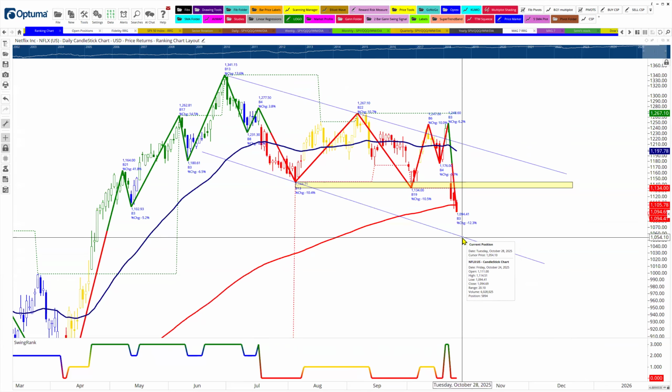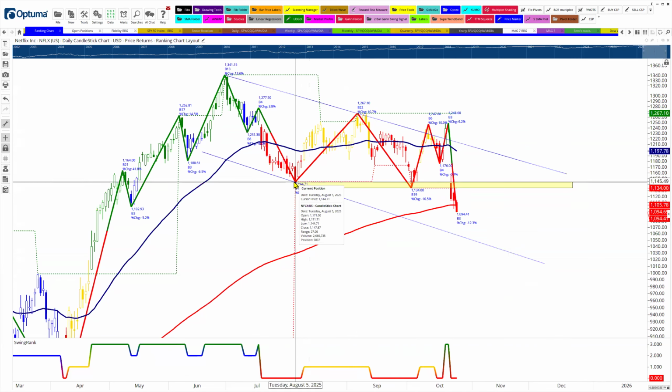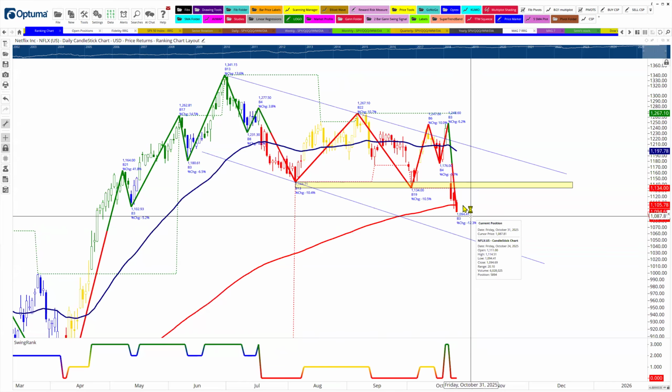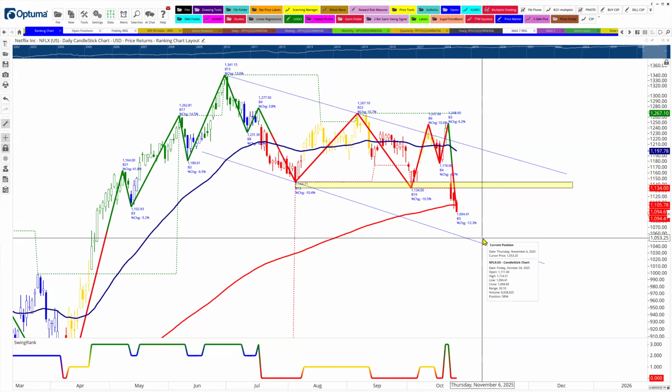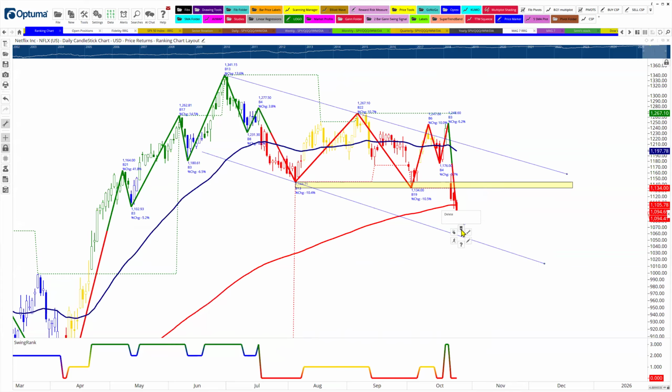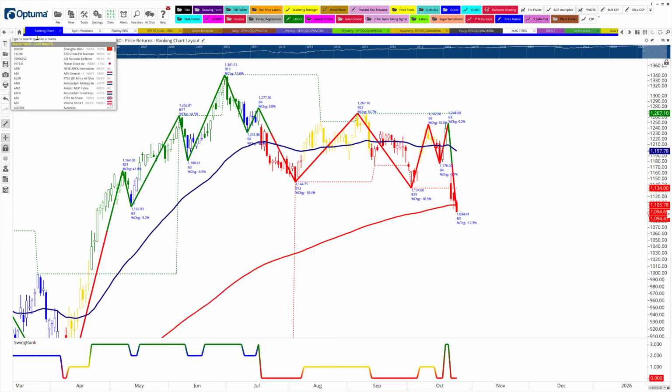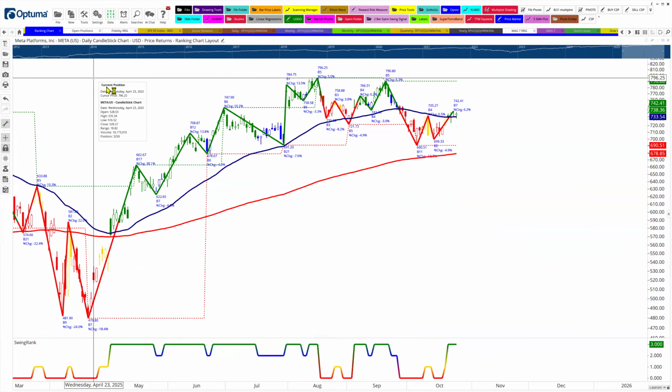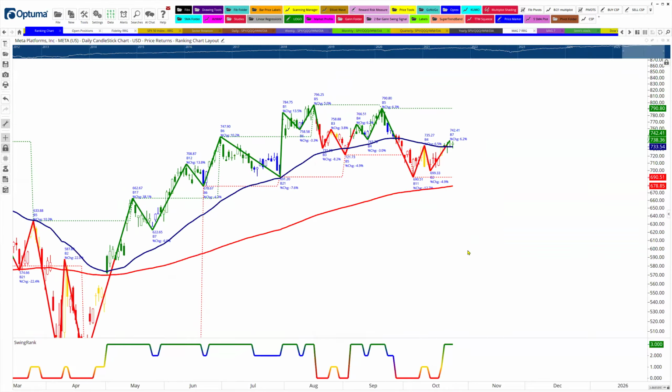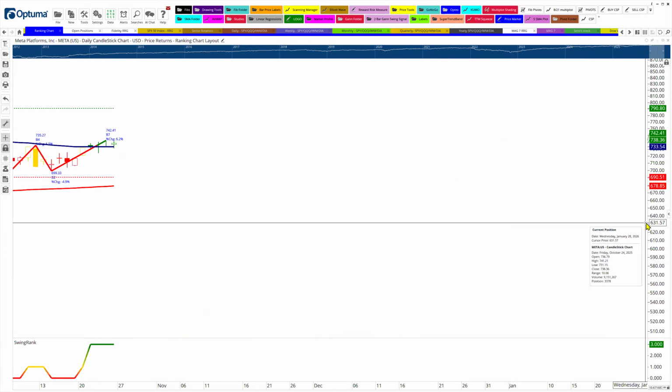if the channel support gets a retest here of the lower line from this low. So it's the same thing. So we're going to go back to Meta that we were talking about. I'm trying to explain these pivots, how the 10 bar pivot works.